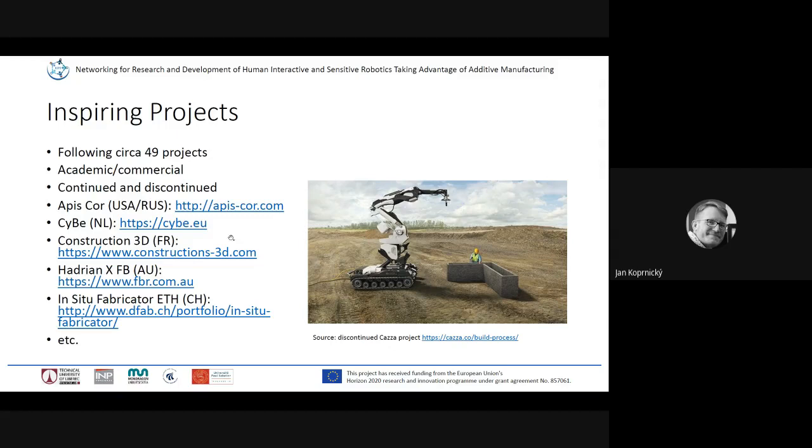It was a project called CASA, a mobile platform with a robotic hand, maybe a very high level of autonomy, but something was going wrong, and this project was stopped. But it was quite inspiring from these pictures and videos.